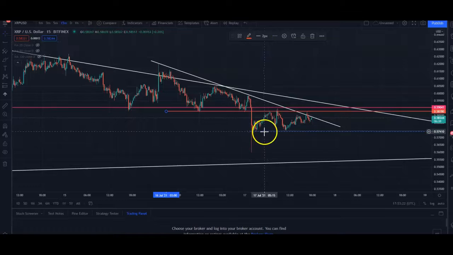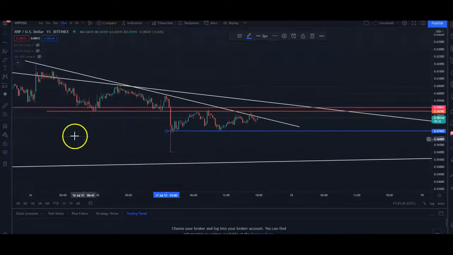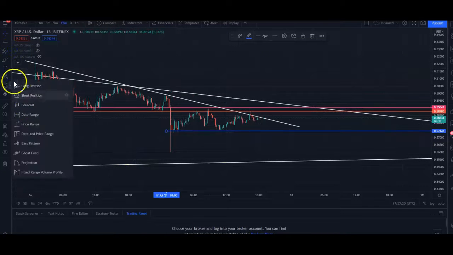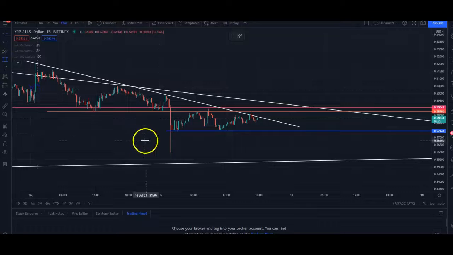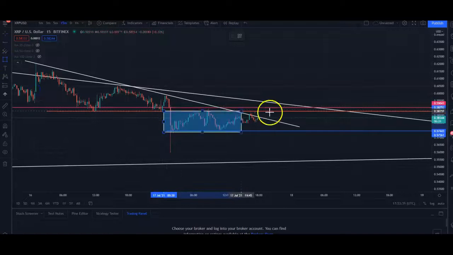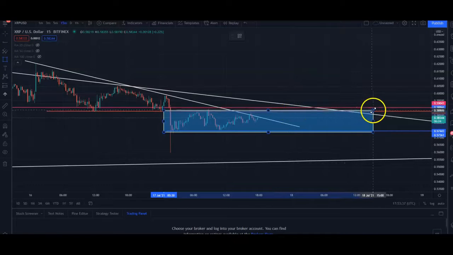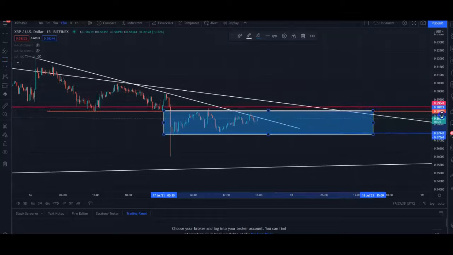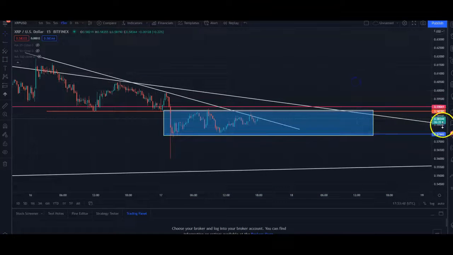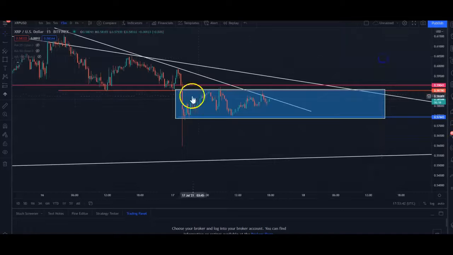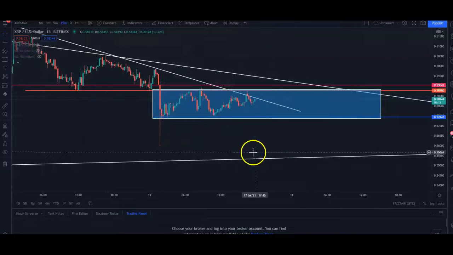Just make sure you guys see that. Make sure you guys see this. So here on the 15-minute time frame, what we have is a consolidation zone, and we can see right here, prices stayed beneath and above this zone. So we're just consolidating in this zone.